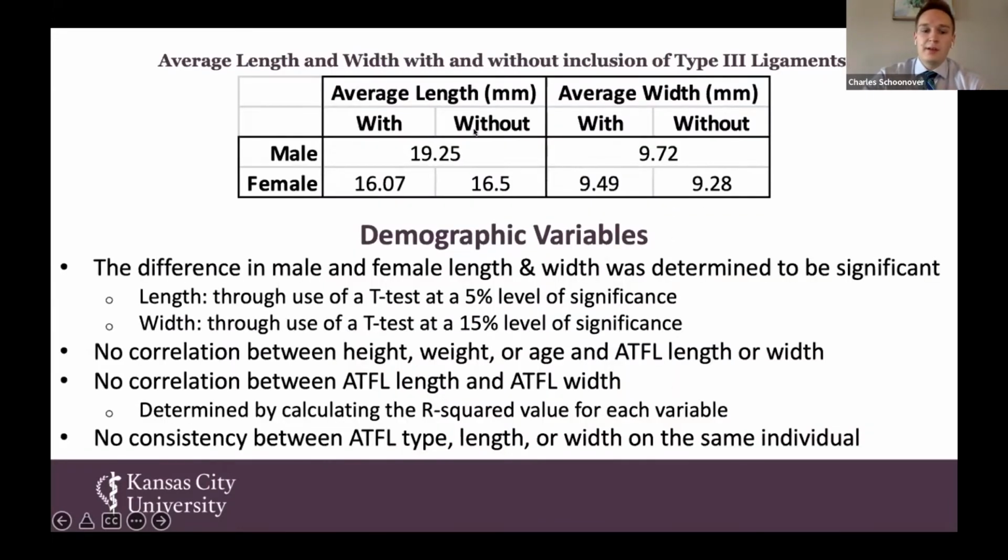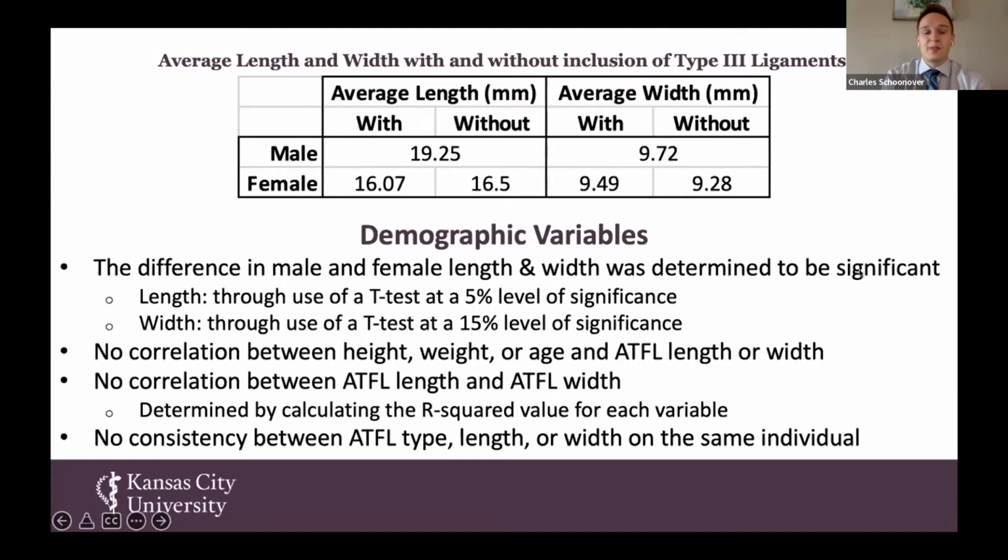So to compare males and females, I excluded type 3 because that was only found in females, and it was both the shortest and the widest. Without type 3 ligaments, males' ATFLs were longer and also wider. And this was found to be significant through use of a t-test, length at a 5% level of significance and width at a 15% level of significance.